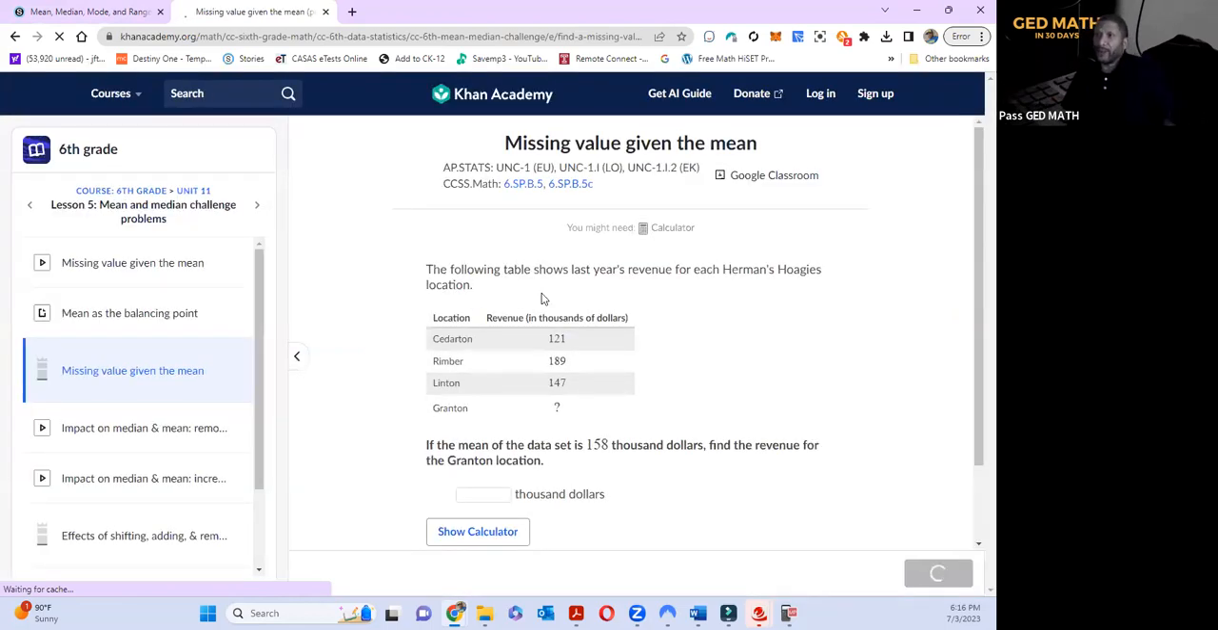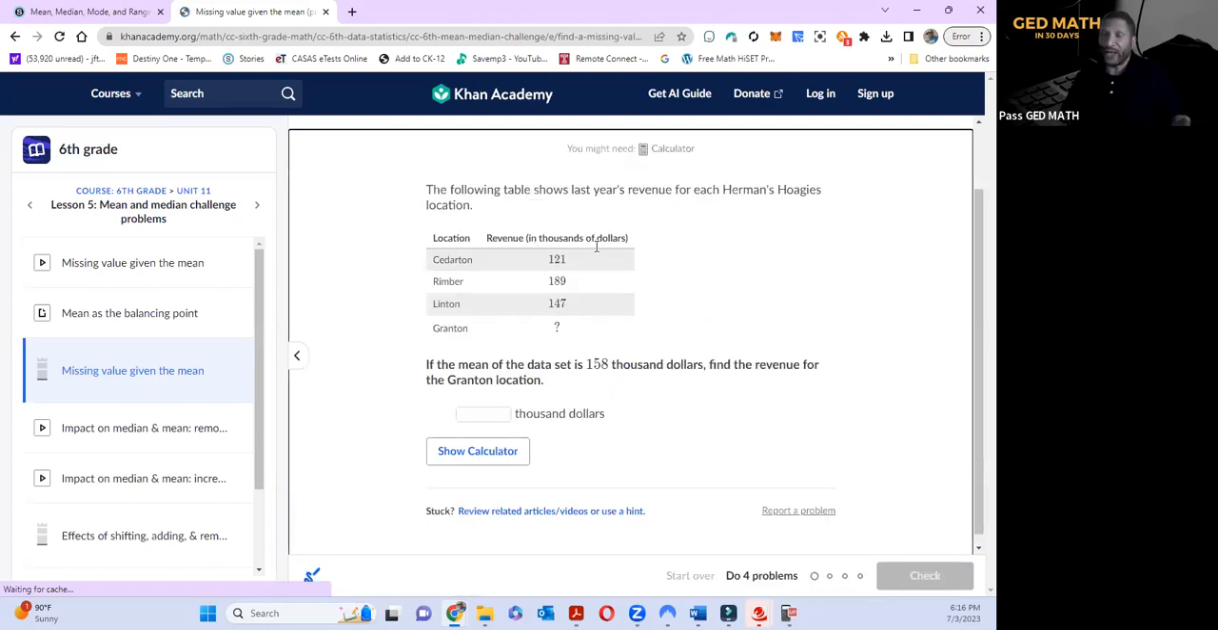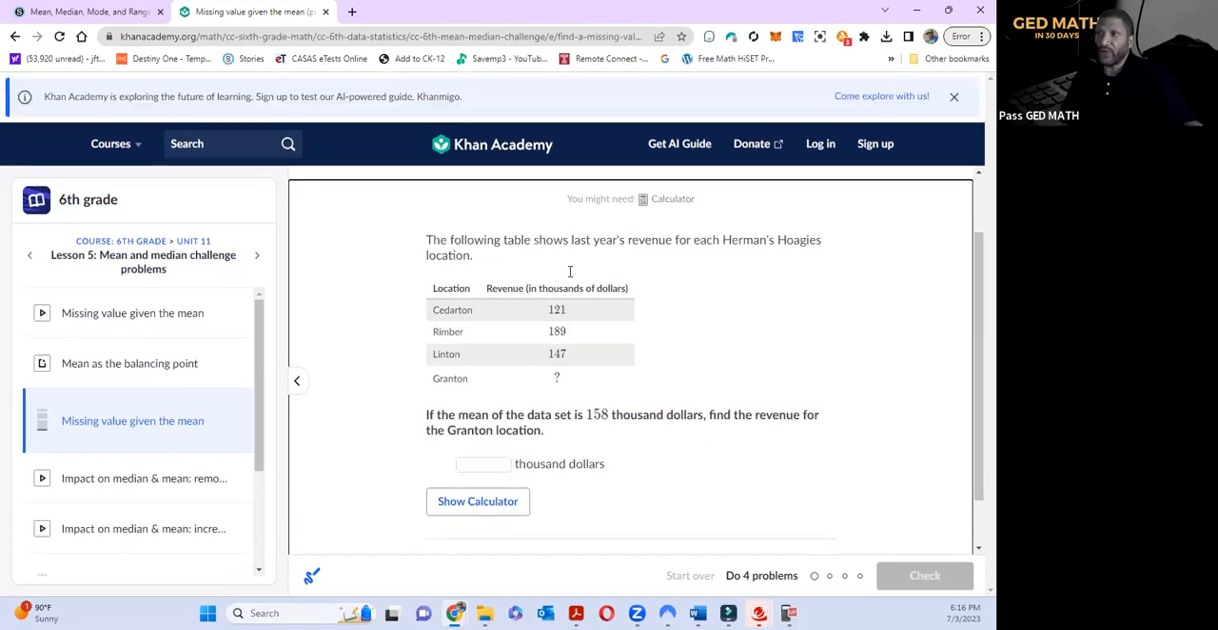So now look at this. The following table, it gives it to you in the table now. The following table shows last year's revenue for each of Herman's Hoagie's locations. Revenue in thousands. Remember I told you, always look at the column headings. The location, revenue in thousands. So 121,000, 189,000, 147,000. If the mean of the data is 158, find the revenue for the missing location.